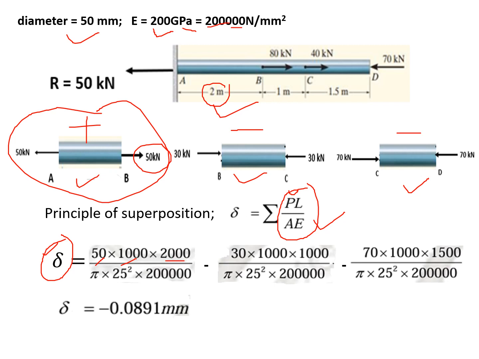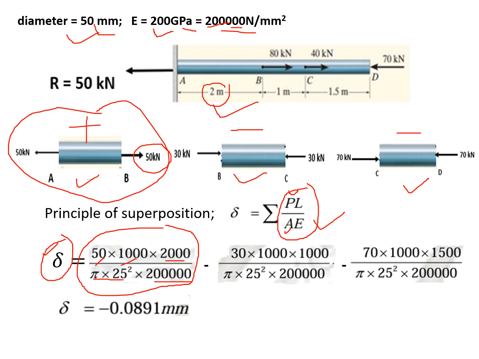Now in the denominator we have the area. The diameter is given, and that is a circular cross section. If the diameter is 50, the radius is 25, so the area is pi r squared, that is pi into 25 square. And E is the Young's modulus or modulus of elasticity. Its value is 2 into 10 to the power 5 Newton per mm square. Gigapascal you have to convert into Newton per mm square, so that value we put here. We take this value positive because that is the elongation in the first section, because 50 kilonewton is the tensile load. Now we check the second section.